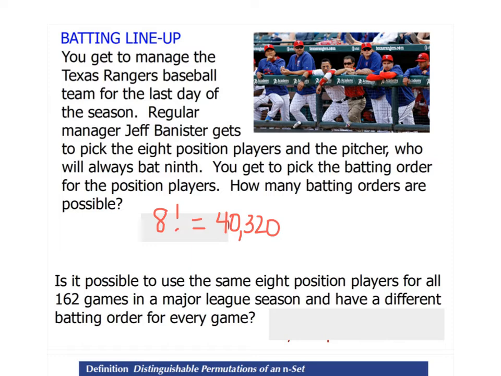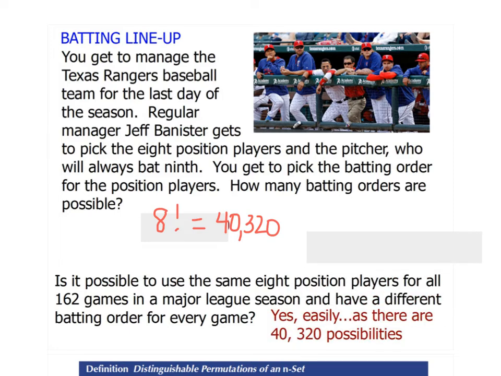Now, is it possible to use the same 8 position players for all 162 games in a Major League season and have a different batting order for every game? Well, yes, it is, because we have 40,320 different possibilities, and that's a whole lot more than the number of games that are in a regular season.